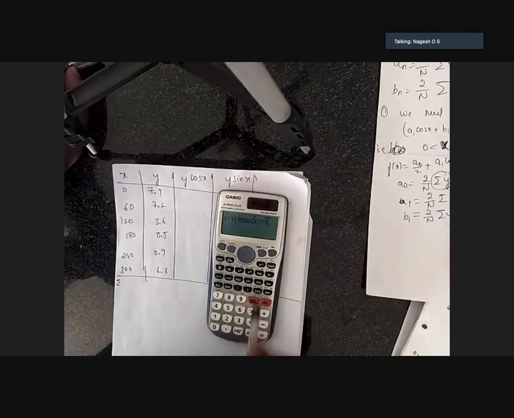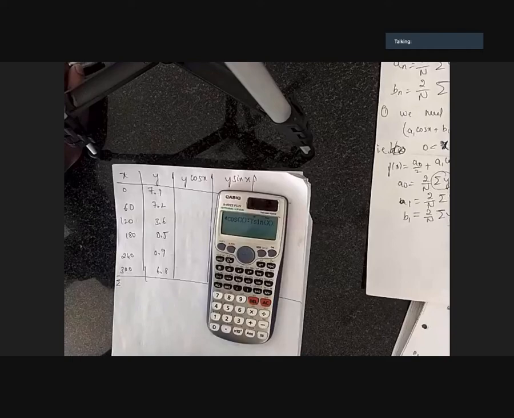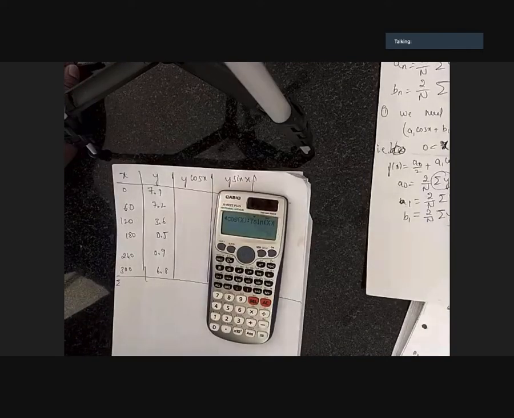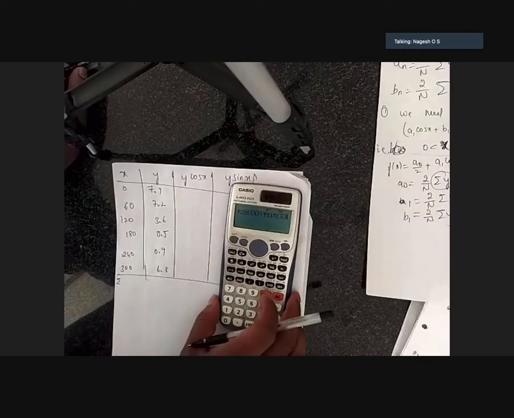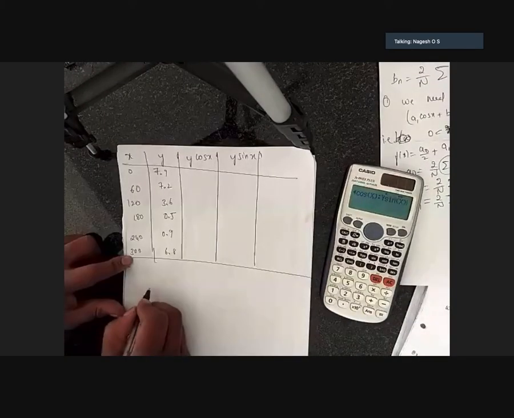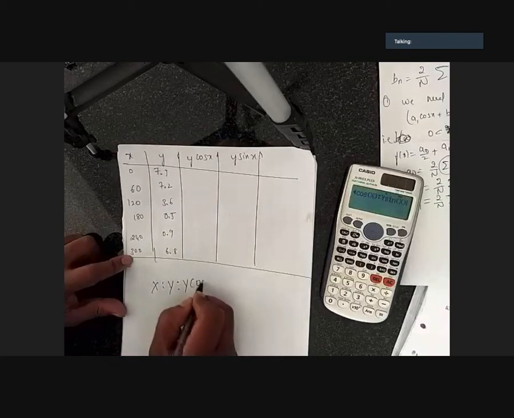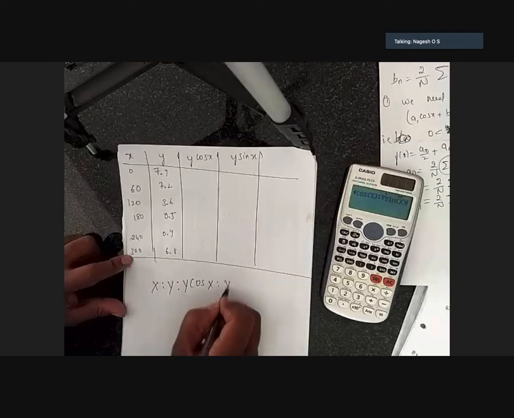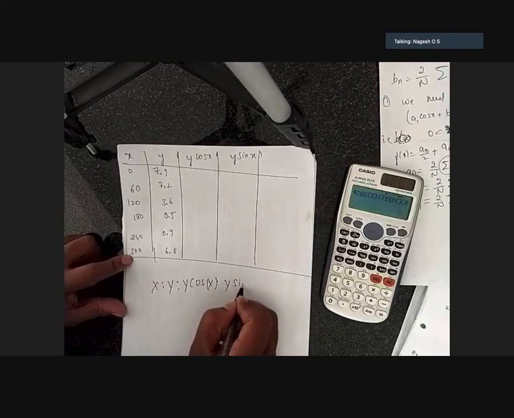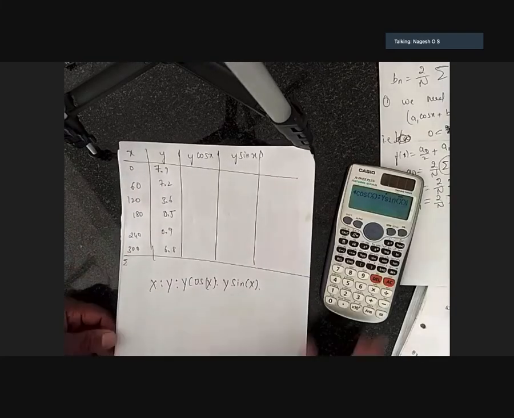Alpha y, then sin alpha x. Okay, this is what we need to give in calc. I will write and I will show here. X colon y colon y cos x colon y sin x. In calc, it will be like this.